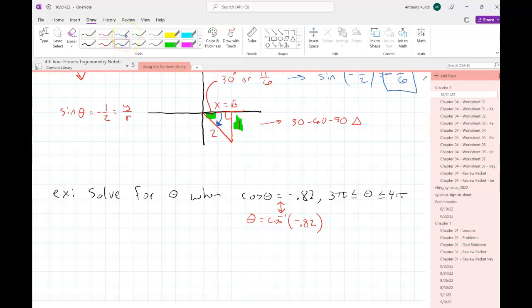Now I want to take a moment and figure out what quadrant this angle theta is. Where is that angle theta's terminal side located? What quadrant? Cosine is negative in quadrants 2 and 3, right? Because the x coordinates are negative here and here. Everybody agree with that? Cosine is x. So cosine is negative wherever the x coordinate would be negative.